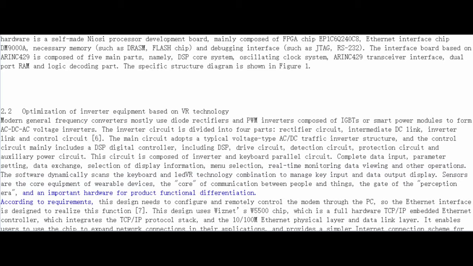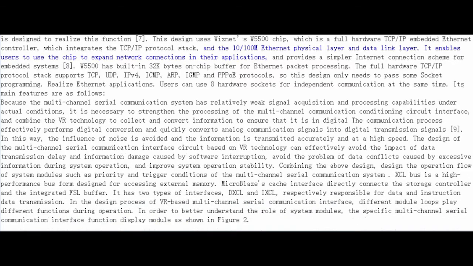According to requirements, this design needs to configure and remotely control the modem through the PC. So the Ethernet interface is designed to realize this function 7. This design uses Wiznet's W5500 chip, which is a full hardware TCP/IP embedded Ethernet controller, which integrates the TCP/IP protocol stack and the 10/100M Ethernet physical layer and data link layer. It enables users to use the chip to expand network connections in their applications and provides a simpler internet connection scheme for embedded systems. 8.